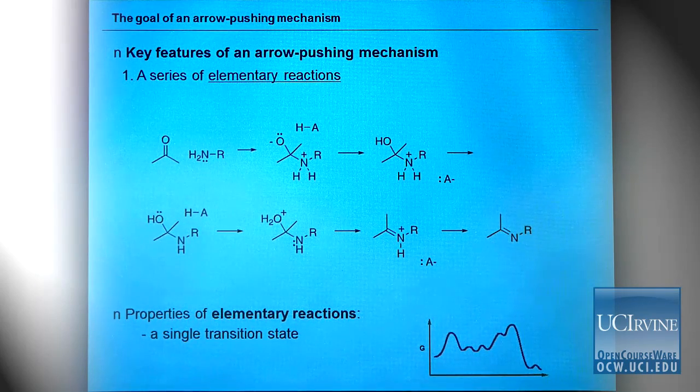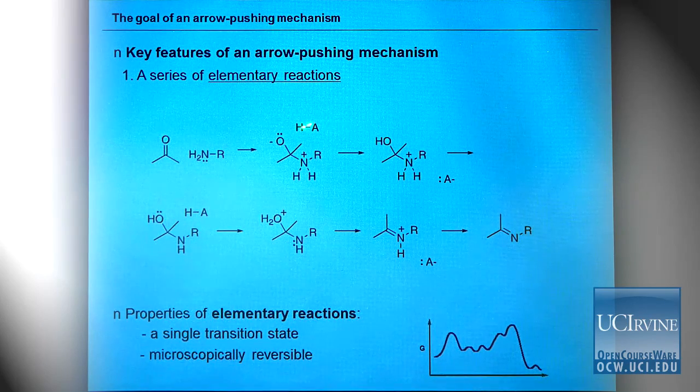There's another property of elementary reactions, and that is that they're microscopically reversible. And what that means is that if I say that in this step I'm going to use this lone pair to pull off a hydrogen atom, to pull off a proton from this acid, then if I talk about the reverse reaction, I have to use this A minus to pull the proton back off and go backwards. I can't use a different mechanism or a different type of reaction to do that. It has to involve the same transition state. Now, we're not going to use this microscopic reversibility property so much in this quarter, but it's still an important property of elementary reactions to keep in mind.